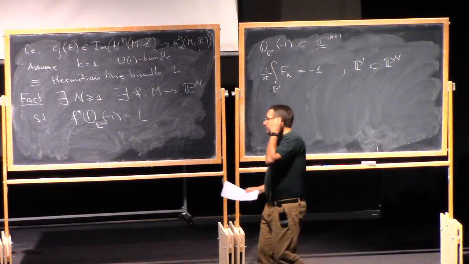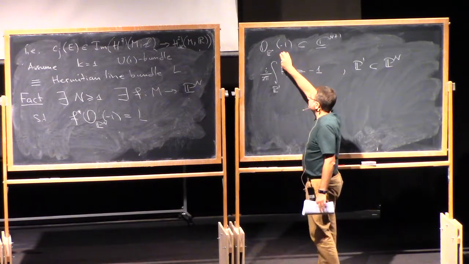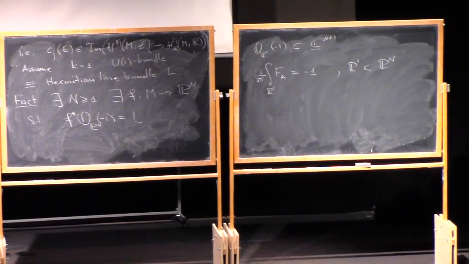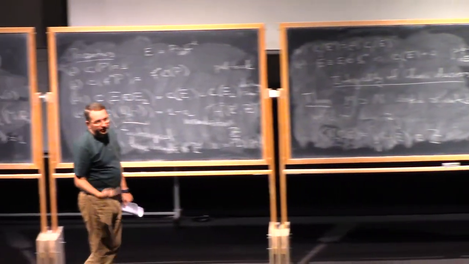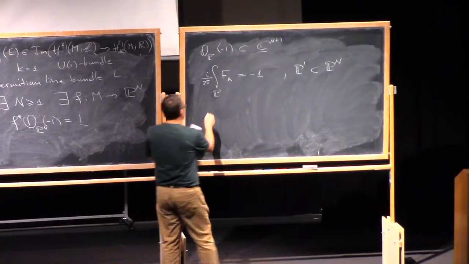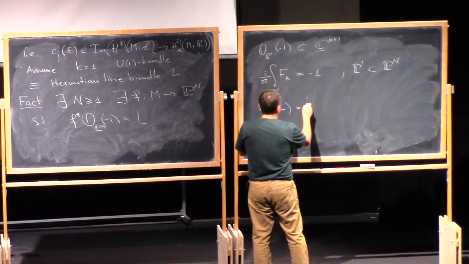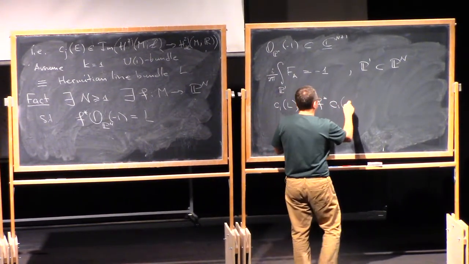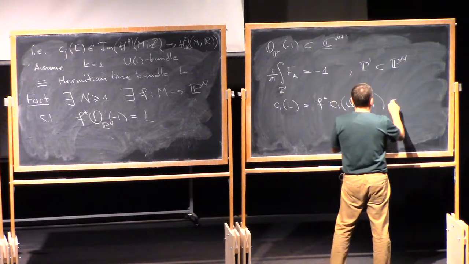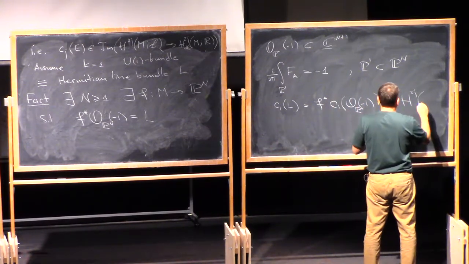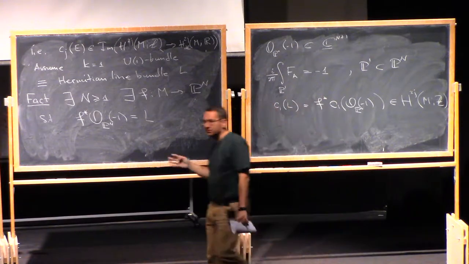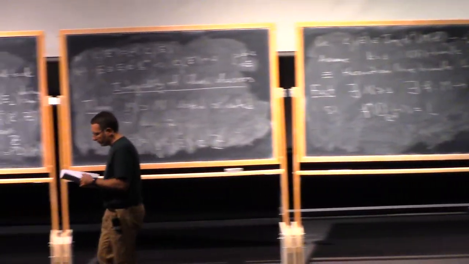In other words, what this tells you is that the first Chern class of the tautological line bundle of the projective space lives in the integral cohomology group rather than the real cohomology group. And by the properties of the Chern class, we know that c_1(L) is just the pullback of the first Chern class of O(-1) of CP^N. And this is then in H^2(M) with Z coefficients, or to be more precise, in the image of the integral cohomology in the real cohomology groups.